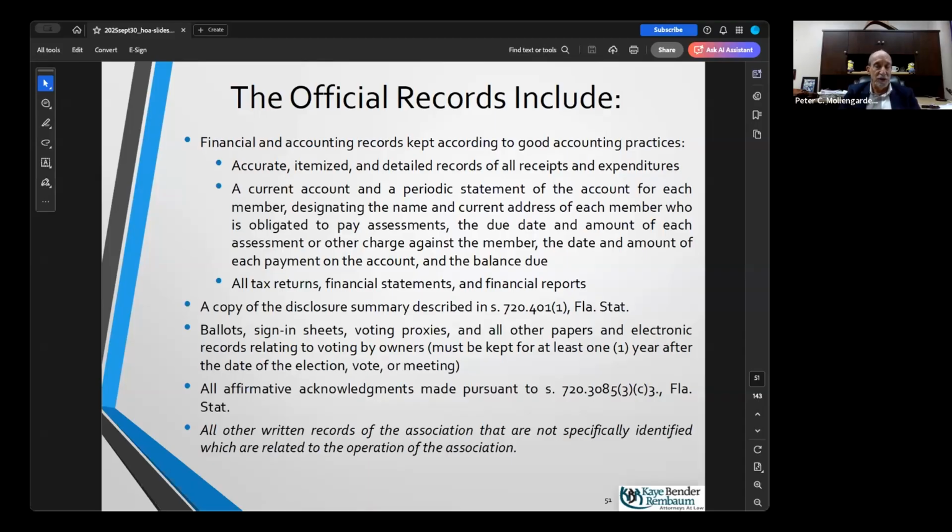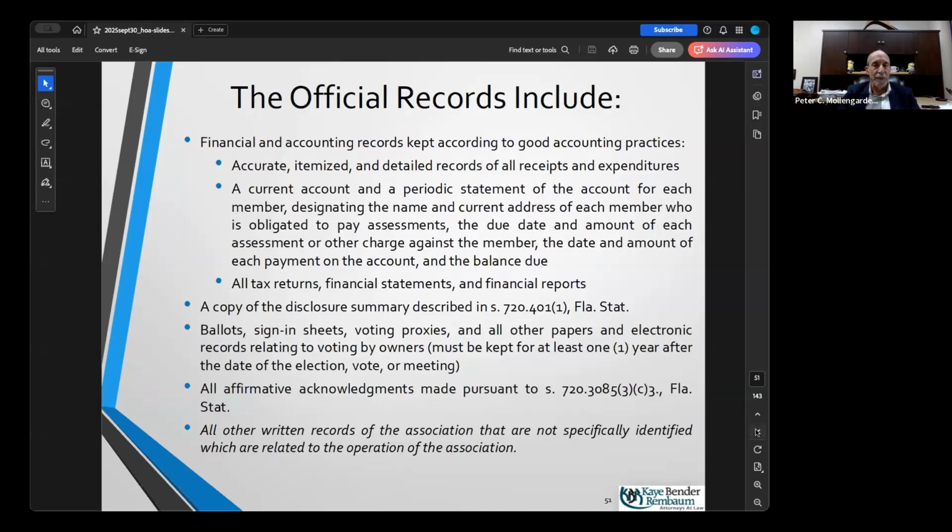Ballots, sign-in sheets, voting proxies, and any other papers and electronic records relating to voting by owners. And all those voting records must be kept for at least 1 year after the date of the election or the vote. All affirmative acknowledgments made pursuant to 723.085, Florida statutes. The affirmative acknowledgement is an acknowledgement for how an owner is to receive their invoices from the association.